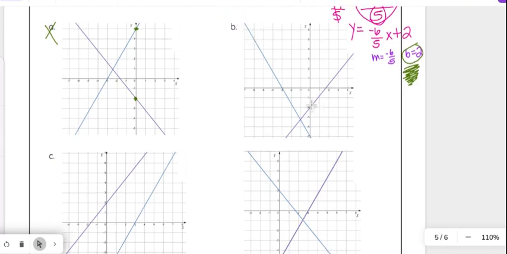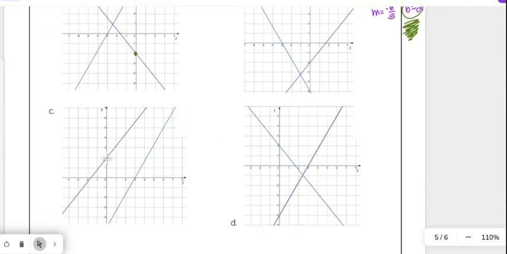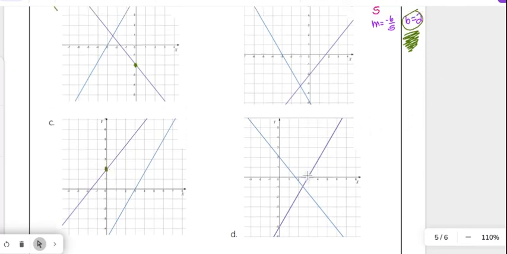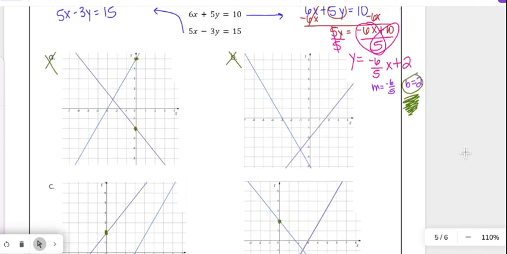B, we have -2 right here and -5. Neither one of those is 2, so that's not going to work. C, we have 2, so that one can work. And D, we have 2 right here. So both of those can work. So C and D are options right now.